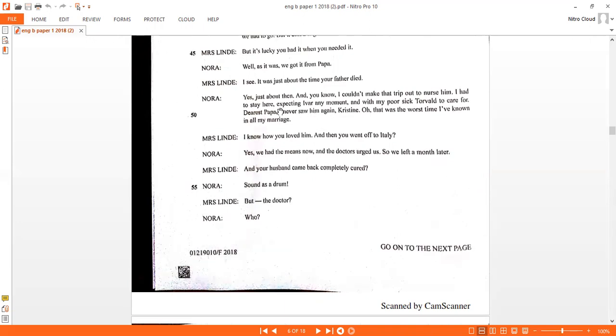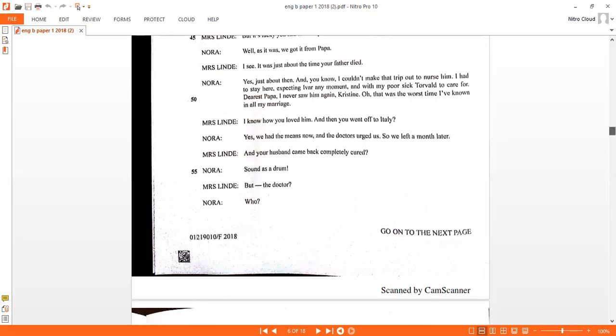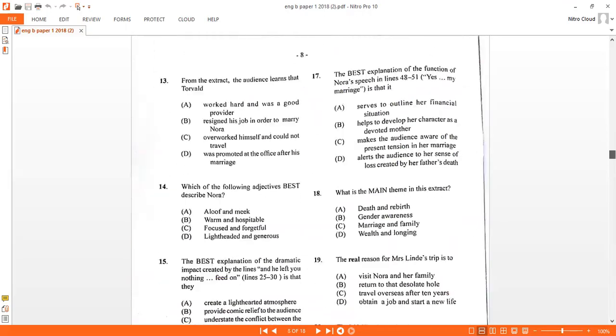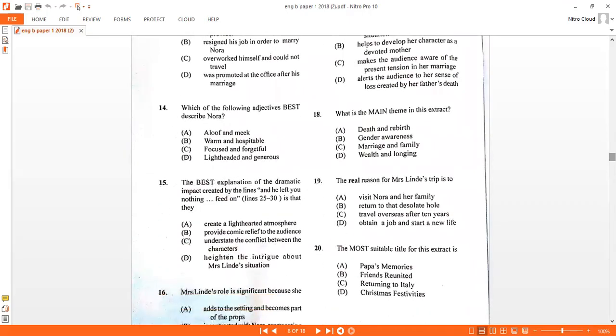So just imagine your father was sick and has died and you have not seen him, even at his death. So you know that it must have been terrible for her. And as such, that is the best explanation for her speech. Number 18 says, what is the main theme in this extract? This one is very easy.